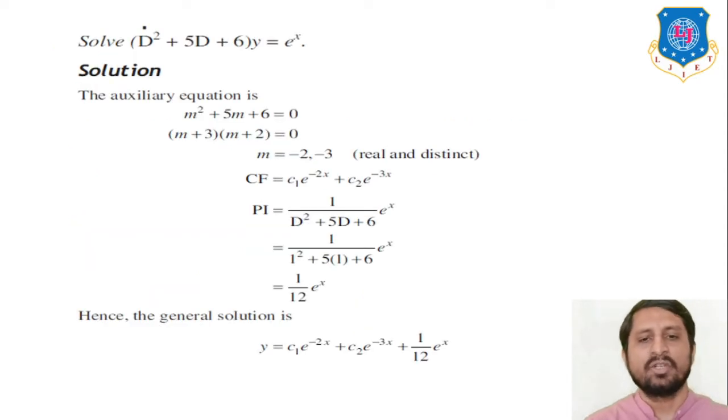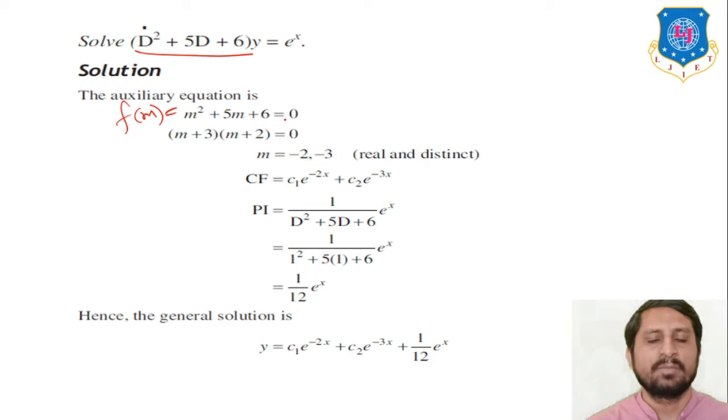Let's take one example: (D square plus 5D plus 6) y equals e raised to x. So f(m), m square plus 5m plus 6, equals 0. The factorization is (m plus 3)(m plus 2), so m equals minus 2, minus 3. These are real and distinct roots. So the complementary function is c1 e raised to minus 2x plus c2 e raised to minus 3x, that is very clear. Now the particular integral: you can see 1 upon D square plus 5D plus 6 into e raised to x.